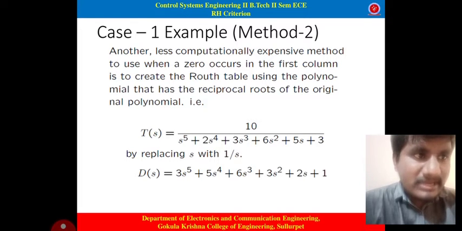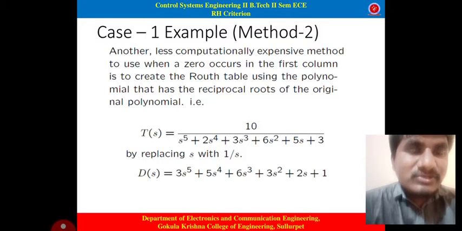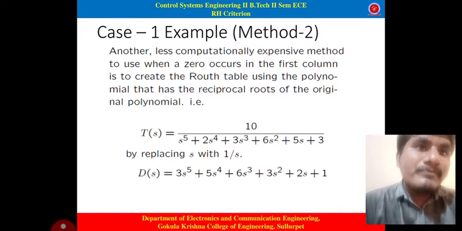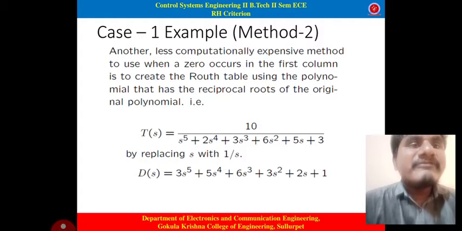Replace s by 1 by s, and D of s becomes 1 by s power 5, plus 2 by s power 4, plus 3 by s power 3, plus 6 by s power 2, plus 5 by s, plus 3. Then multiply with s power 5 and make all those calculations, and after substituting 1 by s in place of s, you will get 3s power 5 in this particular expression.